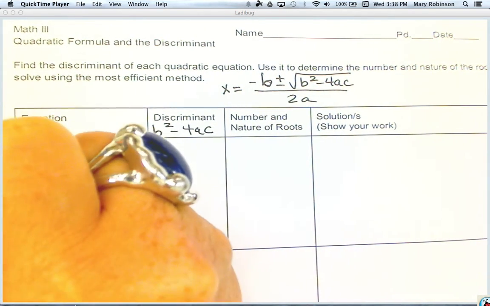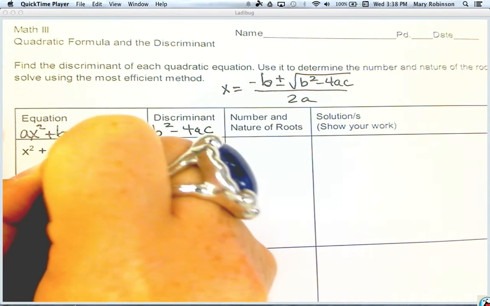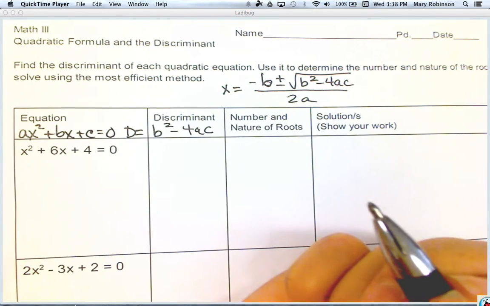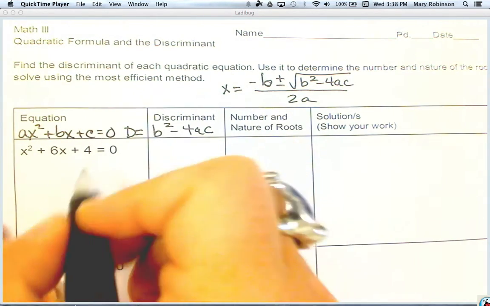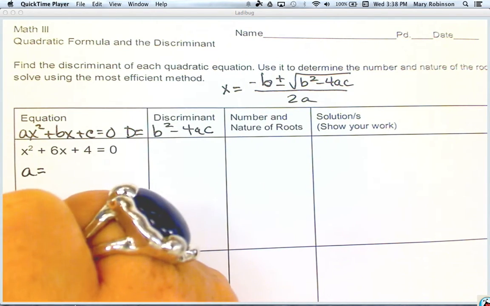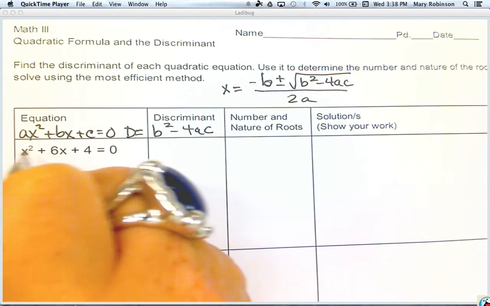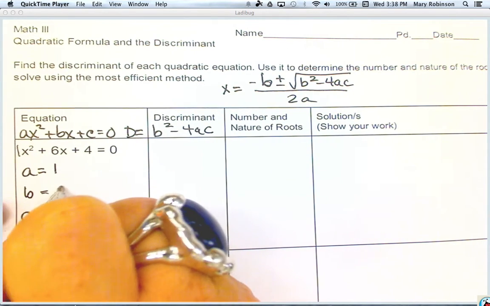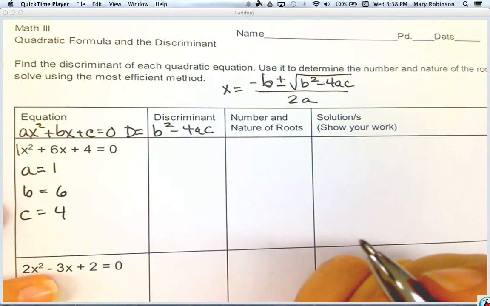So keep in mind that a quadratic equation is of the form ax squared plus bx plus c equals 0. It has to be in that form in order to work with it. Because we already have this equation in that form, we can go ahead and identify a, b, and c. We have an a value of an understood 1, a b value of 6, and a c value of 4.